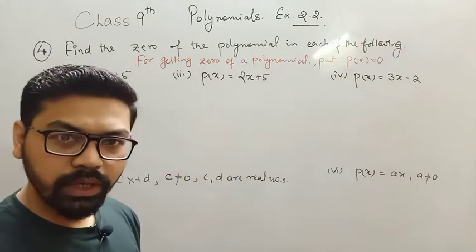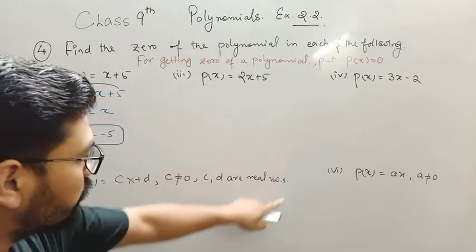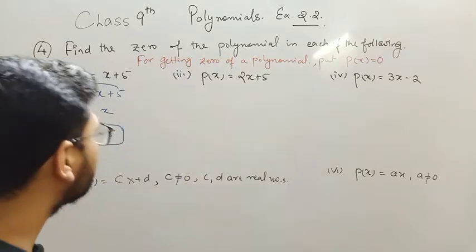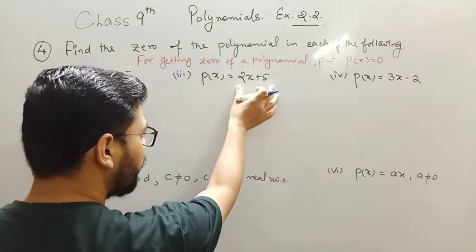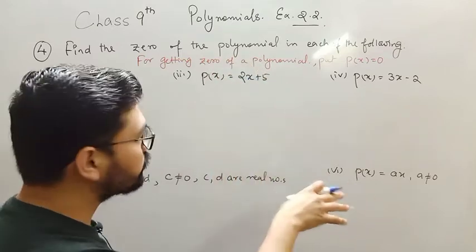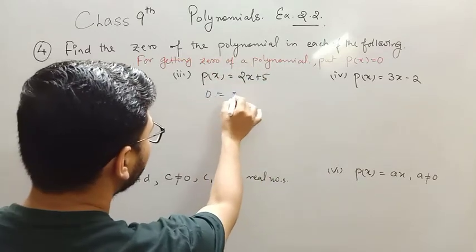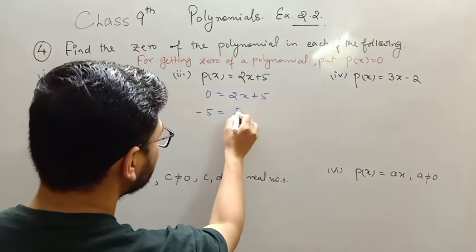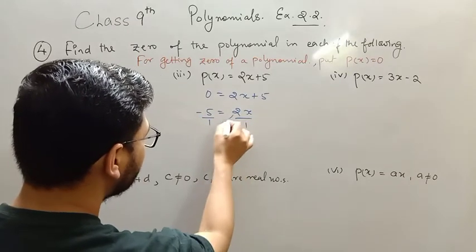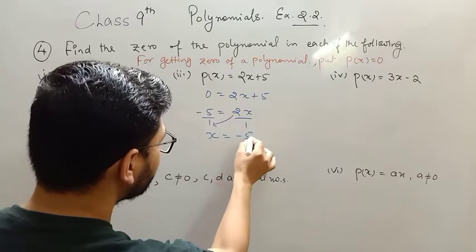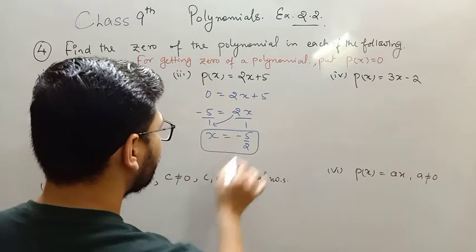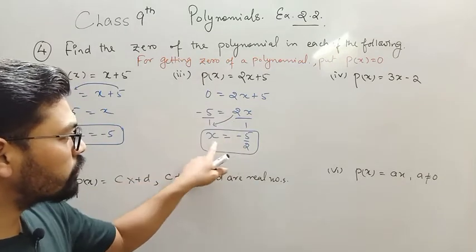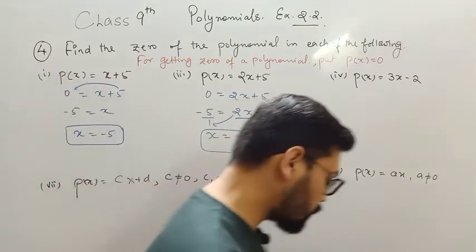Similarly, I think there is no doubt, the basic concept related to all these questions is, for getting the zero of a polynomial, put p(x) equals 0. Now for the next one, put p(x) equals 0, 2x plus 5. First you need to transpose 5 to the other side, then you just need to cross multiply. So what you will get, x equals minus 5 by 2. Any doubt? So the value of x equals minus 5 by 2. This is your answer.